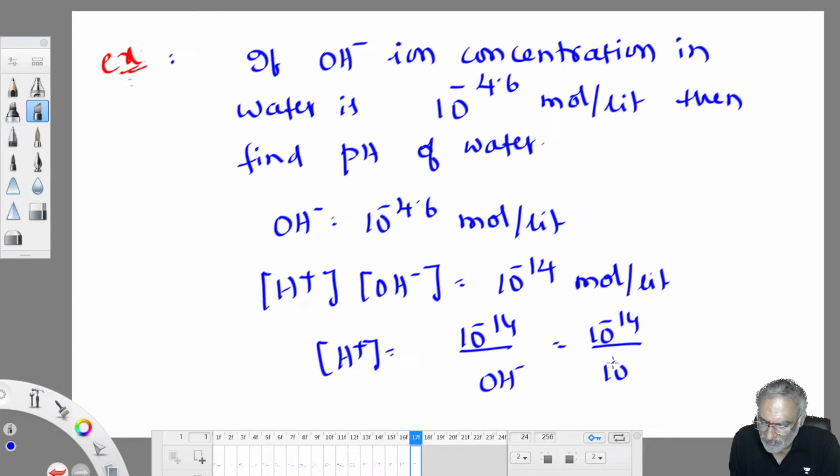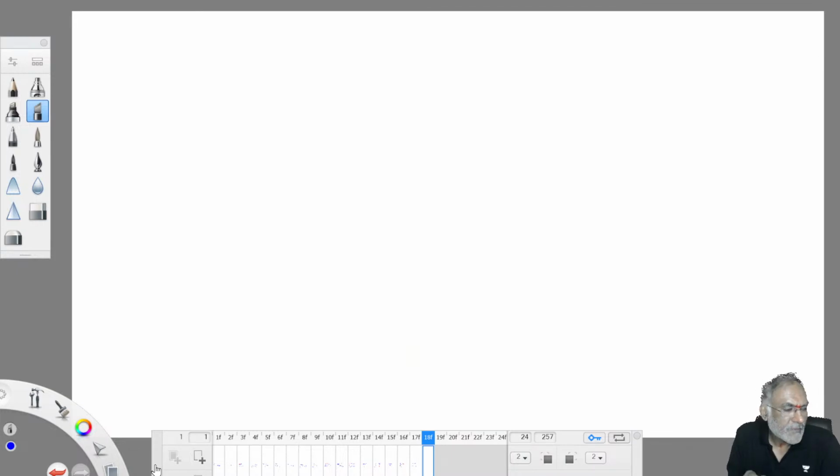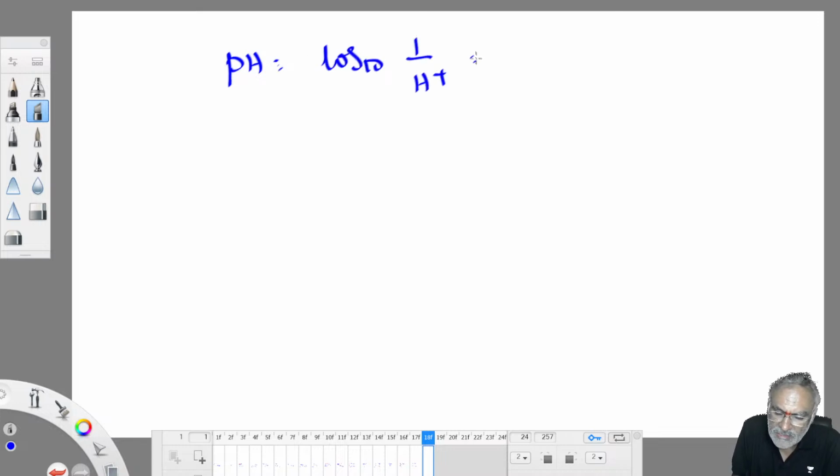10 power minus 14 by 10 power minus 4.6. So how much is it? 10, what is left there? Plus 4.6, so minus 14 plus 4.6, that is minus 9.4. So 10 power minus 9.4 moles per liter. H plus ions are known, so we can work out pH. Therefore pH is equal to log 10 1 by H plus ion concentration, so log 10 1 by 10 power minus 9.4. So log 10 of 10 power 9.4, it is 9.4. That's how we can work it out.